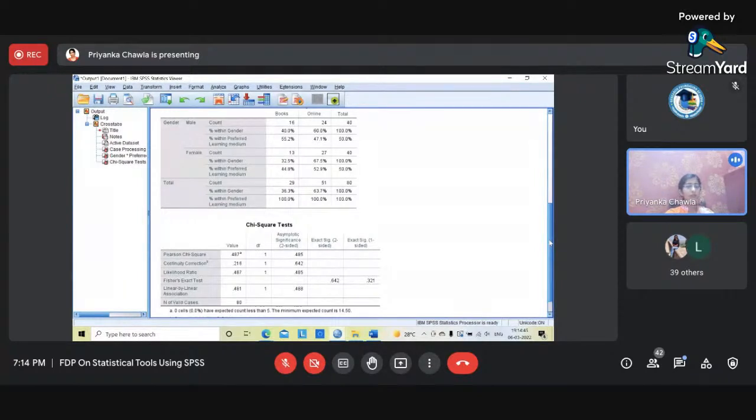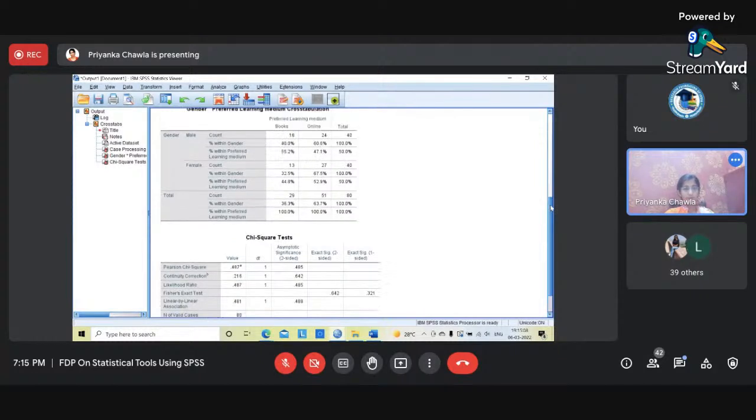Any problem in this analysis part? We have to check this Pearson chi-square value. The p-value is this one. The p-value says that it is greater than 0.05. Since the p-value is greater than 0.05, we are going to retain that null hypothesis. Clear?